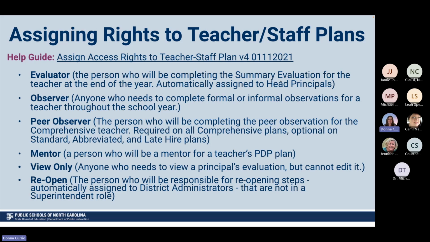Remember that lead principal, that budget code of 114, is automatically the evaluator of everyone who's in their location. You can also give someone observer rights, and the observer right does almost everything the evaluator does, but they cannot sign off on that summary evaluation. So they complete formal observations, informal observations throughout the school year.